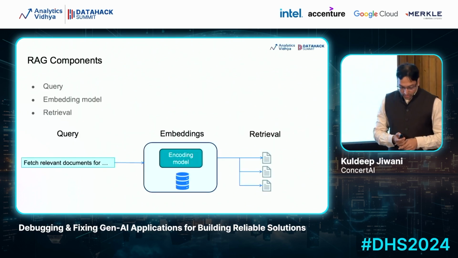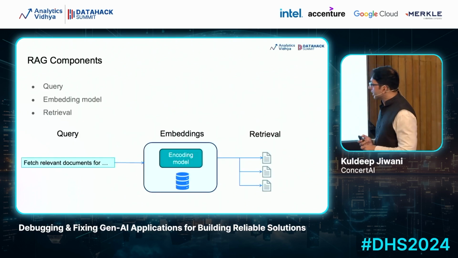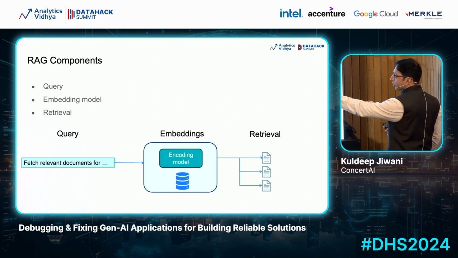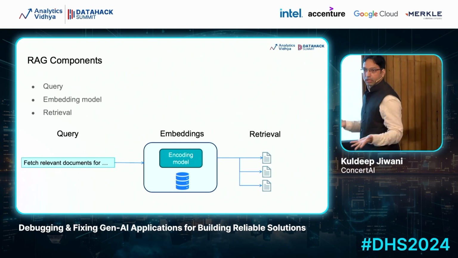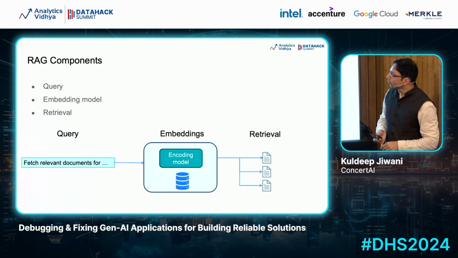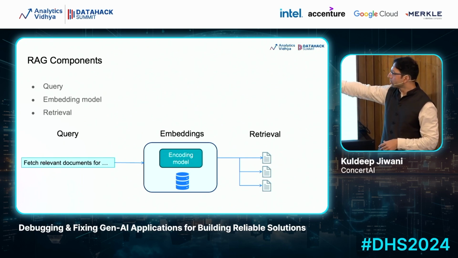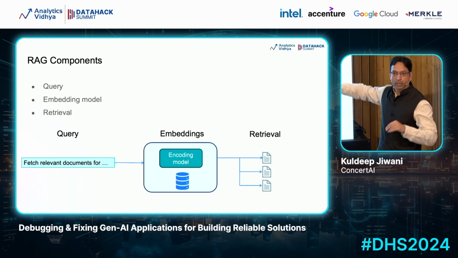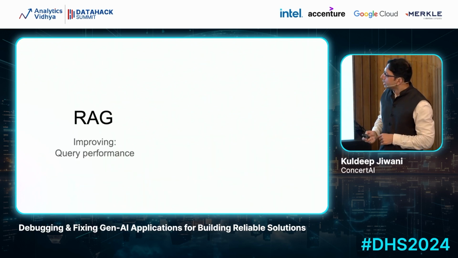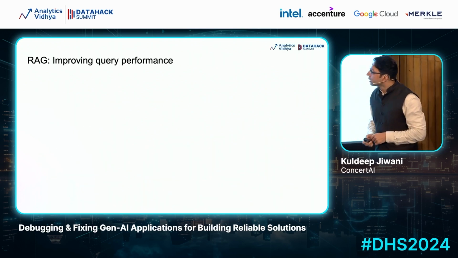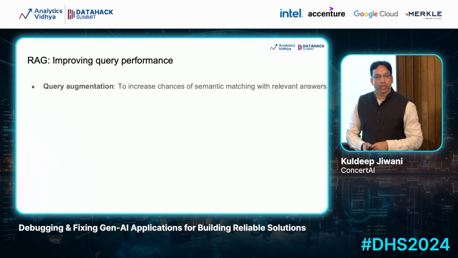For fixing, there are three key parts: you have a query, embedding, and retrieval, at a very, very high level. How do you improve each of them? You have three areas to play with. Play with the query, the embeddings, where I told you earlier you can look at the best embedding model for you, and retrieval. So, query performance. One way is query augmentation.